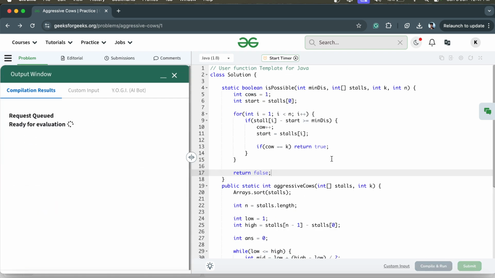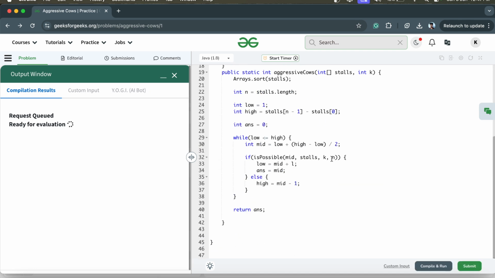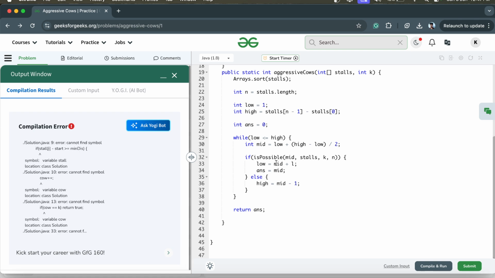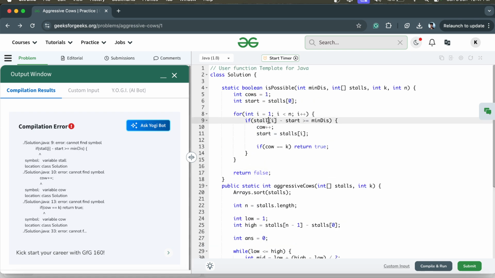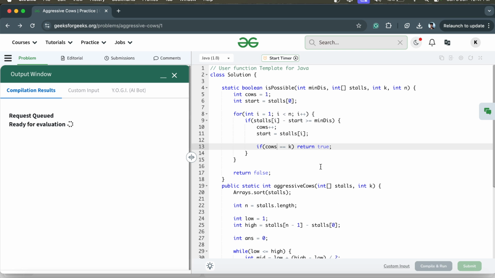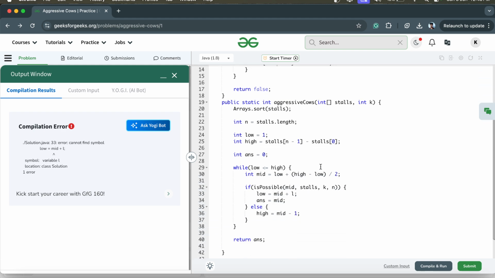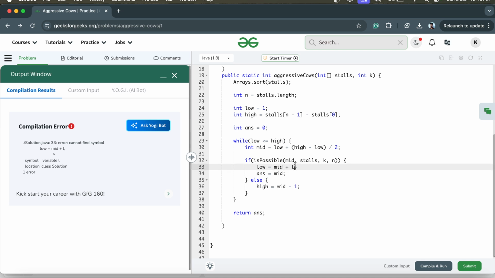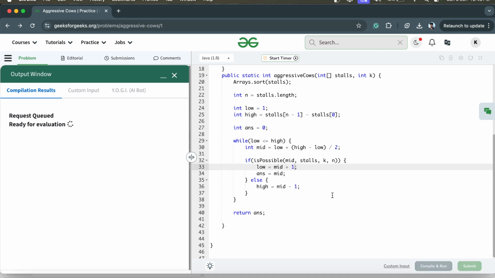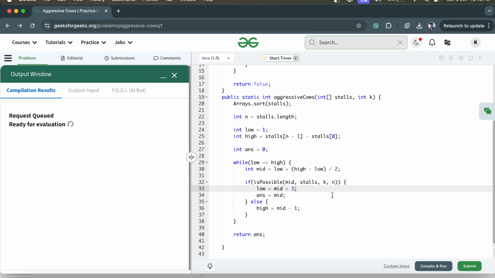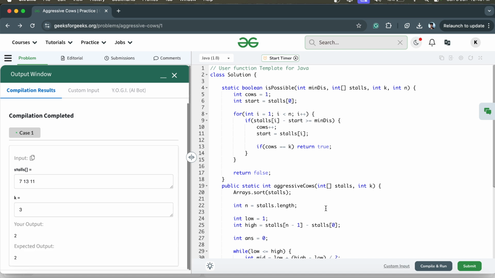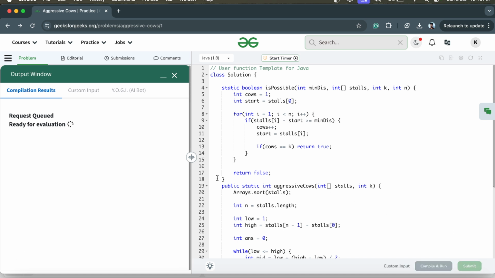So let us run this code. Okay, there are errors. Okay, line number 9, stalls. Okay, cow. Here also I should update it. Okay, that's it. Hmm. Okay, again there is another error. Line number 33, here it should be 1. I hope that's all. I am not expecting any more errors. Okay, expected answer. Let us submit this code as well.